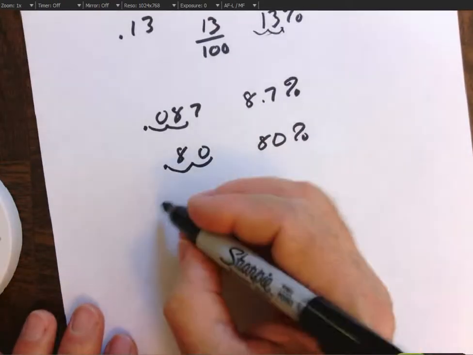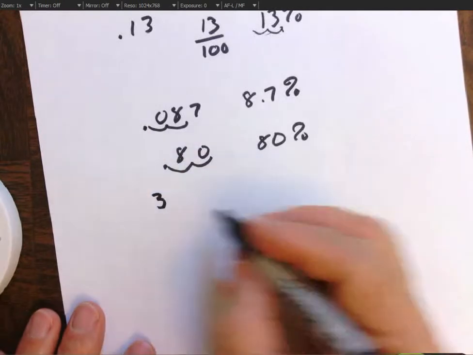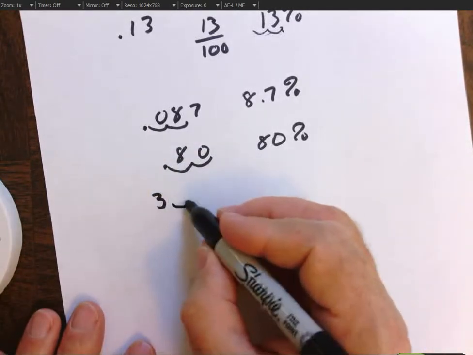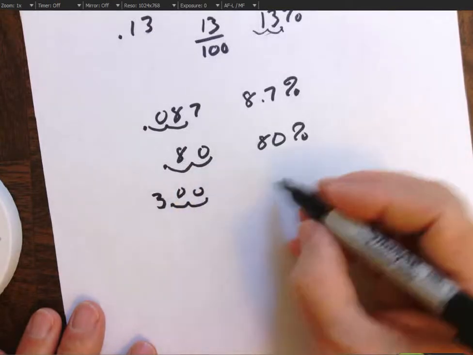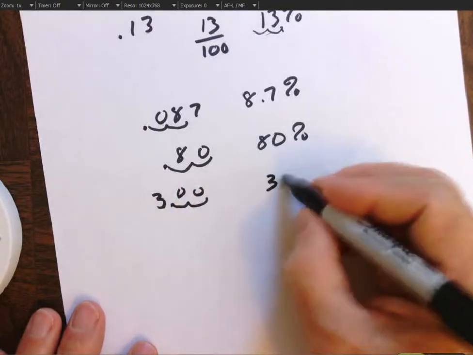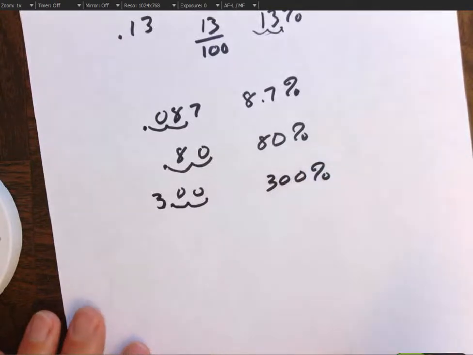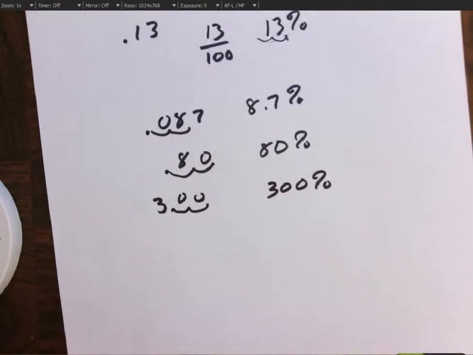Even a whole number like 3. Where's the decimal? Here. So I need to move it over 2 places. So it's 300%, which makes sense. It's more than 1, which is 100%.